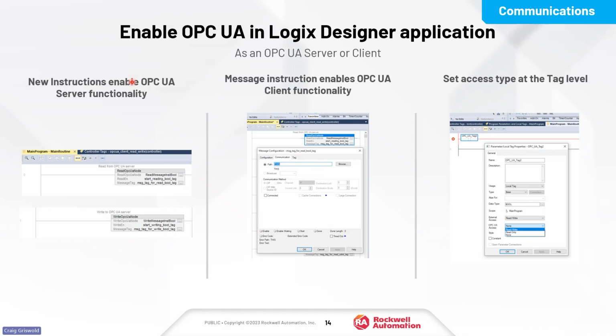So how do I configure it? Kind of a rough overview. There are new instructions for an OPC UA server where clients can consume it. These two messages, a message instruction to consume data from an OPC UA server. And then finally, over on the right here, you'll see how I can configure read-write access to what I'm going to share via OPC UA: read-write, read-only, or not share it at all via OPC UA.